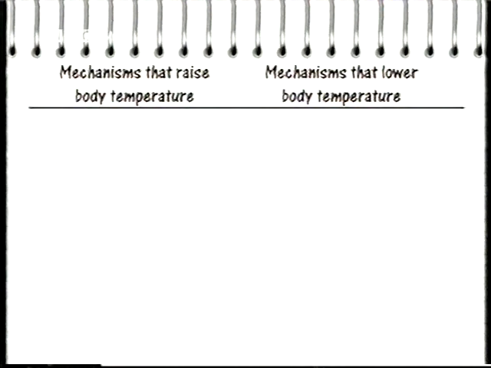Draw up two columns with the mechanisms that raise the body temperature in one column and the mechanisms that lower the body temperature in the other. Don't forget, you can always go back and have another look at the animation.